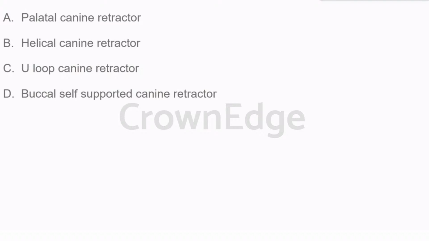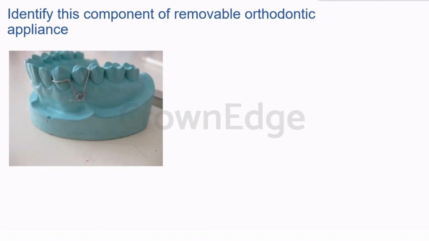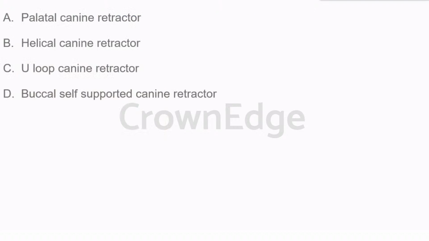Okay. In orthodontic removable appliance clasps, right? You need to know about Adams clasp, C clasp, like that. Canine retractors are of 4 types. Okay. One is palatal canine retractor, helical canine retractor, U-loop, and buccal self-supported.